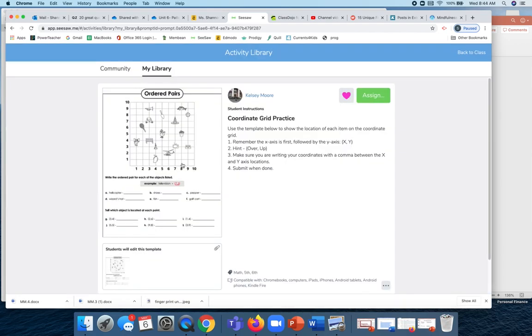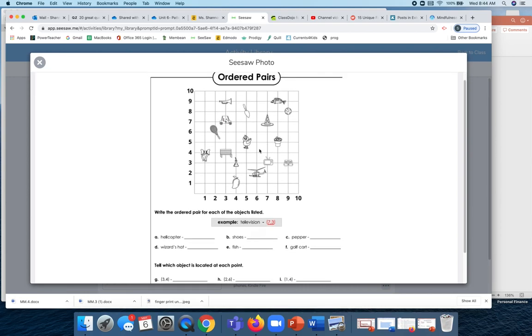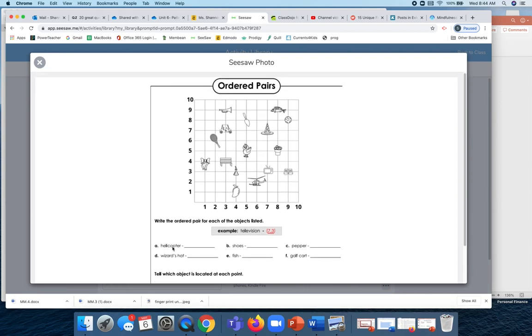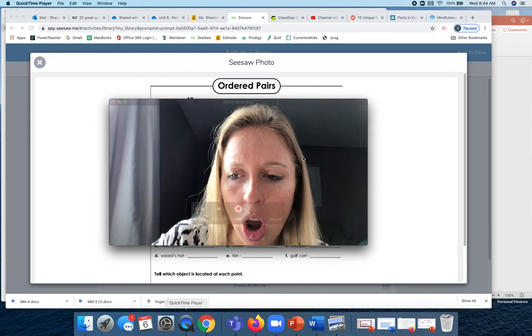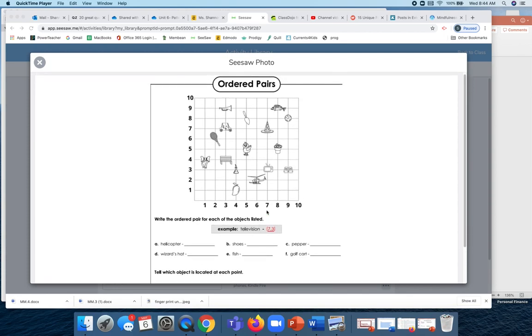So what you do here is ordered pairs. It's actually kind of fun. If we were in class, I would have given this as bell work. It should be something quite simple for you to do, just a little bit of practice. I want to make sure you know accurately how to do this. It says, write the ordered pair for each of the objects listed.